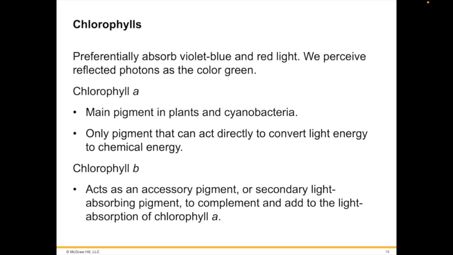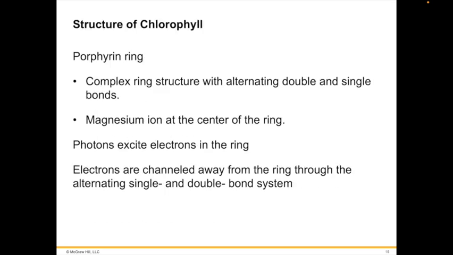Chlorophylls absorb photons by means of the excitation process, analogous to the photoelectric effect. These pigments contain a complex ring structure called a porphyrin ring, with alternating single and double bonds. At the center of the ring is a magnesium atom. You can see this in figure 8.6.